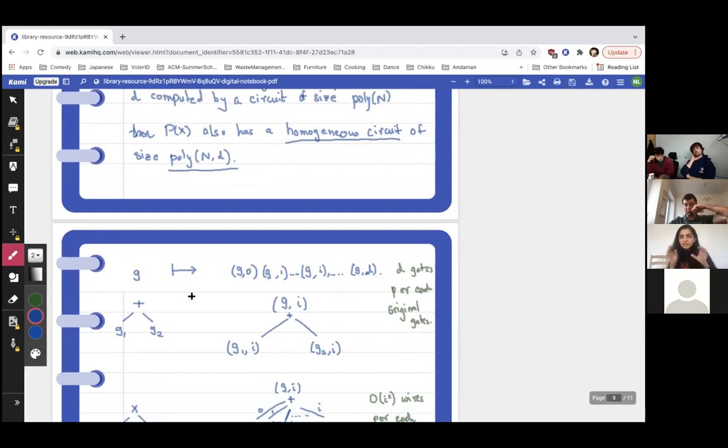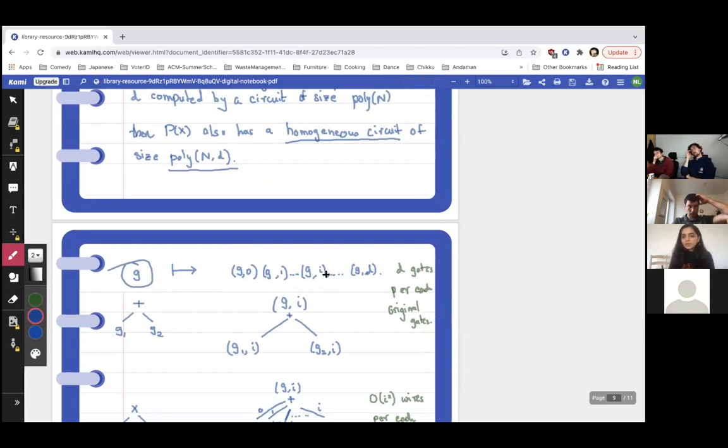So to homogenize, given a circuit that is computing a polynomial that is homogeneous, but by itself it's not homogeneous, I can convert it into one which is homogeneous. How do I do that? Take the circuit which is inhomogeneous. It has lots of gates. For every gate, make d plus 1 copies of that gate.